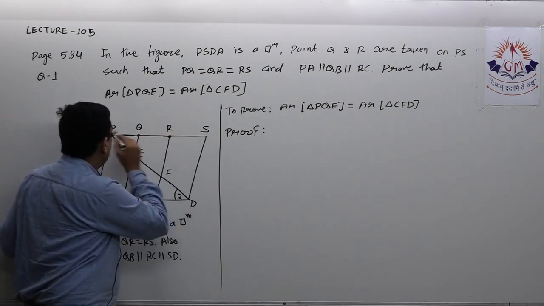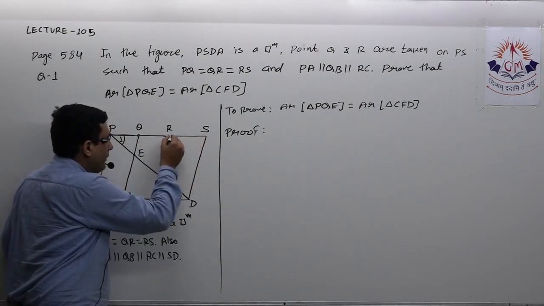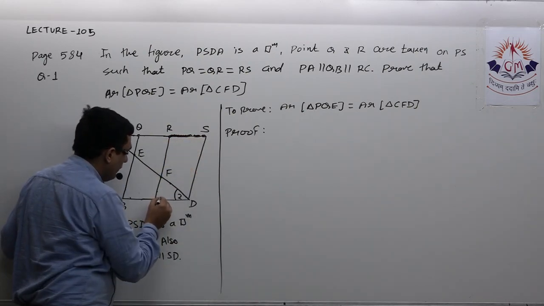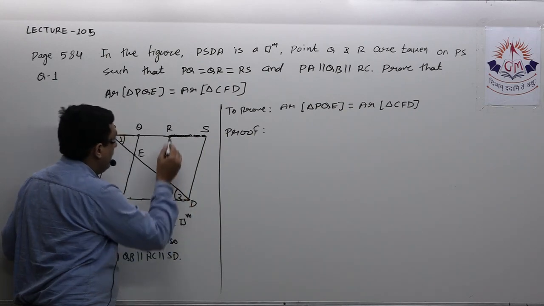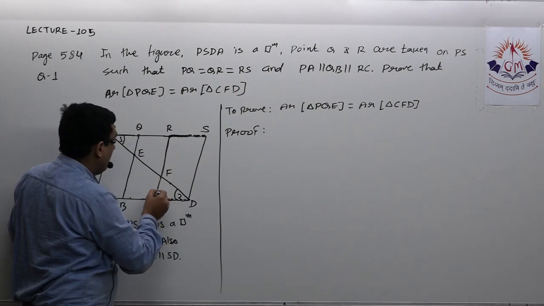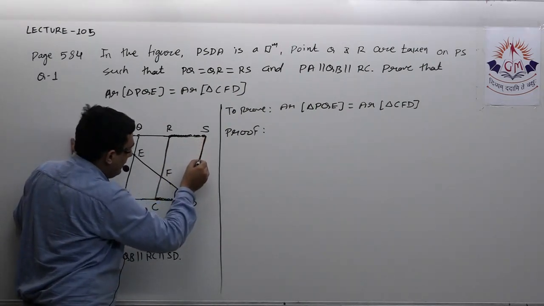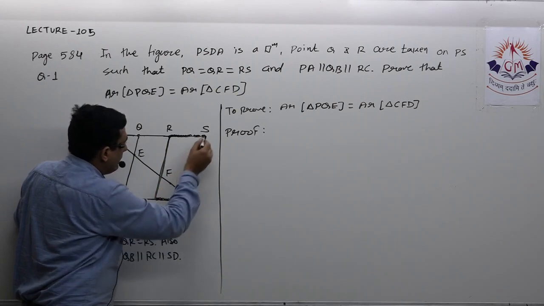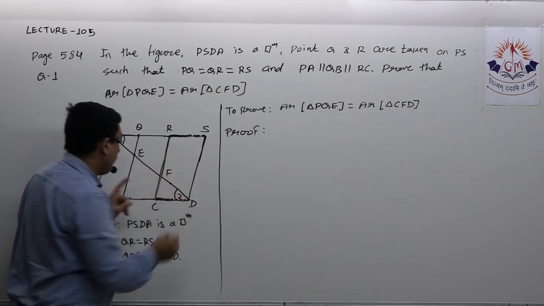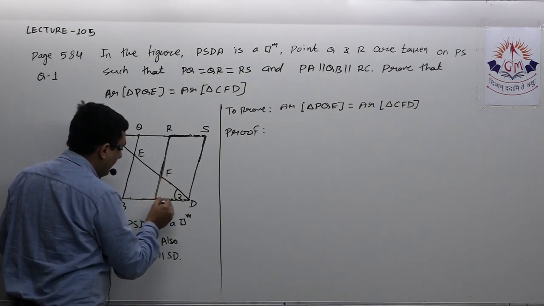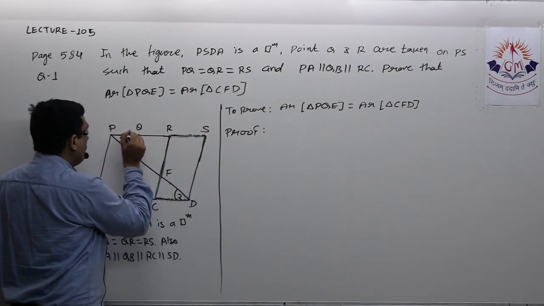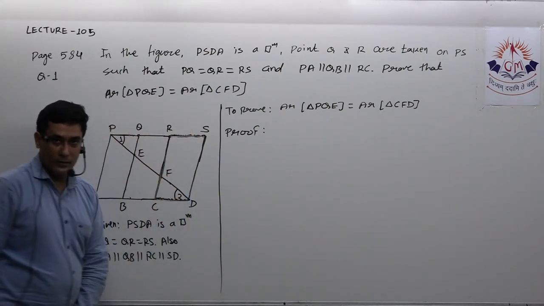See, it is given that PSDA is a parallelogram. So, obviously I can say this RS is parallel to CD. It is also given that PA parallel RC. We also know PA parallel SD. It means RC parallel SD. That means this quadrilateral is a parallelogram. As soon as I say this quadrilateral is a parallelogram, I can say this CD is equal to RS. And it is given RS equal to PQ. So I will get PQ equal to CD.